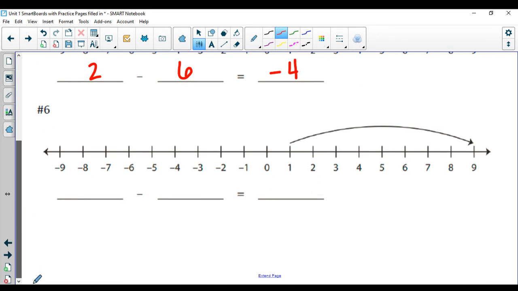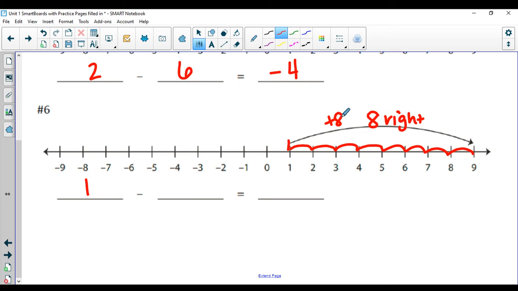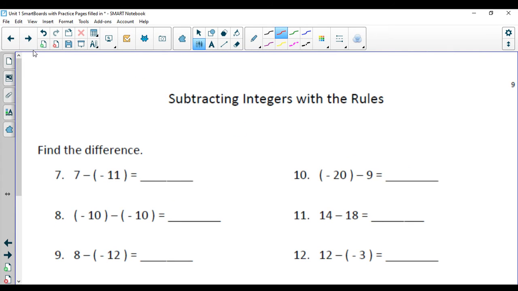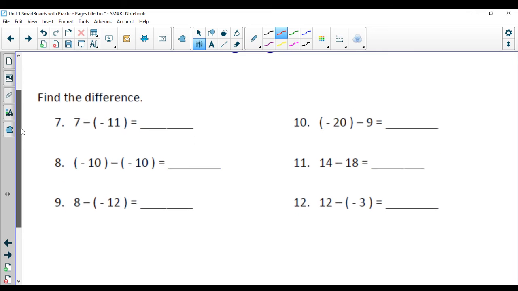In question number 6, our starting spot is 1, and we're moving 1, 2, 3, 4, 5, 6, 7, 8 to the right. Now that's a plus 8, but we have our minus sign here. So remember, how do we change this to a plus sign? We actually need another negative here then. So if we minus a negative 8, that's going to actually turn into plus 8, which would move us 8 to the right.